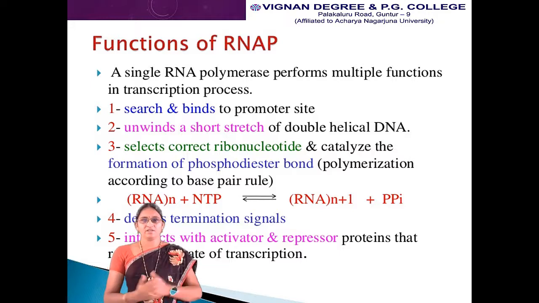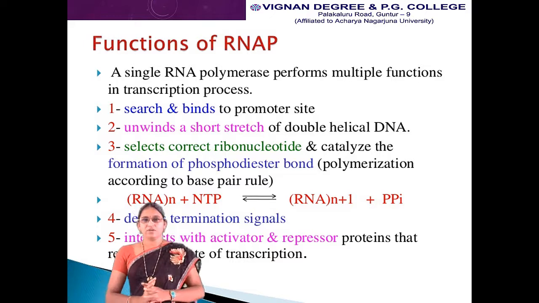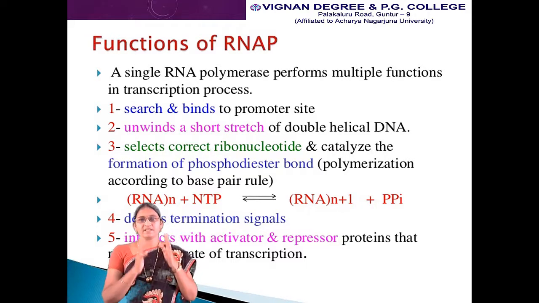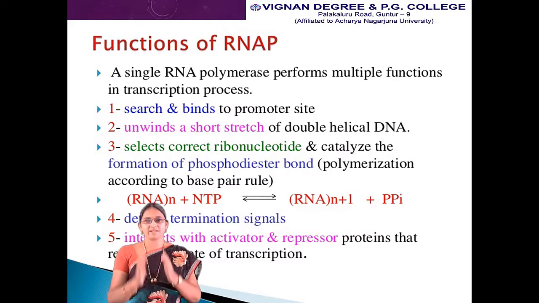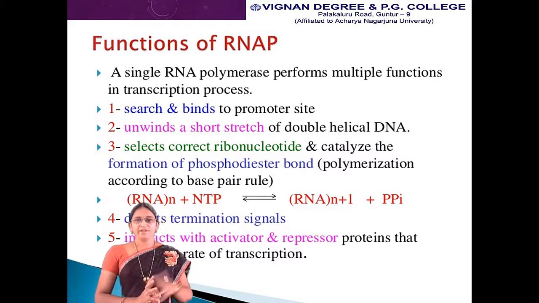So, again we will recall some of the points from the previous session. What are the functions of RNA polymerase? A single RNA polymerase performs multiple functions in the transcription process. There are different points regarding the functions of RNA polymerase, which I have listed out. The first one: it binds to the promoter site, and it unwinds a short stretch of double helical DNA, and it selects correct ribonucleotides and catalyzes the formation of phosphodiester bond. Polymerization according to base pair rule. Here you can see the reaction.